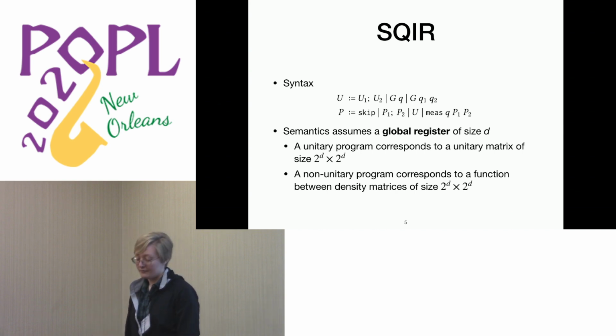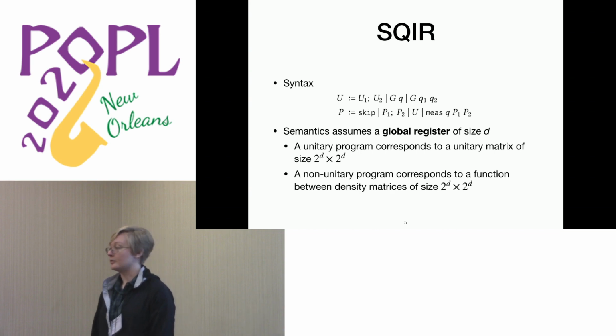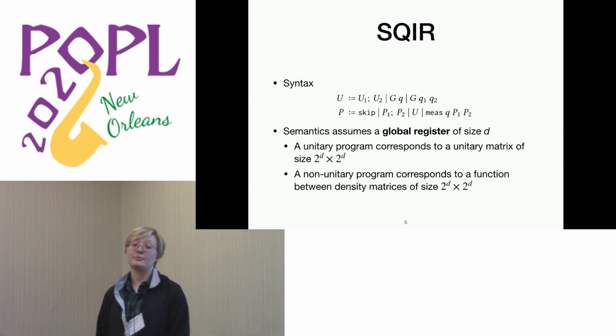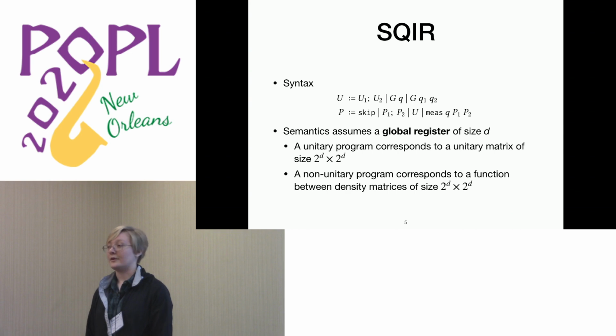Defining the semantics requires that you know the size of the global qubit register. We're assuming that there is some number of qubits that you have access to, and that doesn't change throughout the program. You need to know what this number is in order to compute the semantics. Say it's D for now. Then a unitary program is going to have a semantics that is a unitary matrix of size 2 to the D by 2 to the D. And a non-unitary program is going to correspond to a function between density matrices.